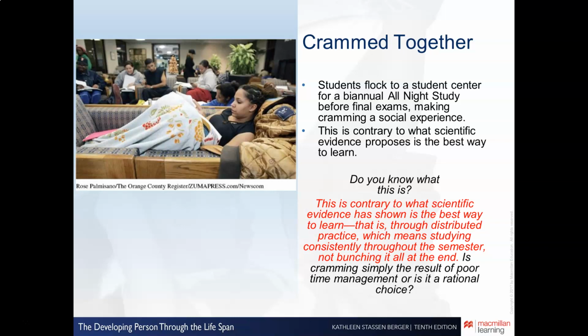I put in here in italics and in red that this is contrary to what scientific evidence has shown is the best way to learn. Cognitive science and learning sciences have determined that the best way to learn is through what's called distributed practice, which means studying consistently throughout the semester, not bunching it all right at the end. Not waiting until the night before an exam or an assignment is due and then starting it 2 hours before you're going to submit it. Those are just some examples.